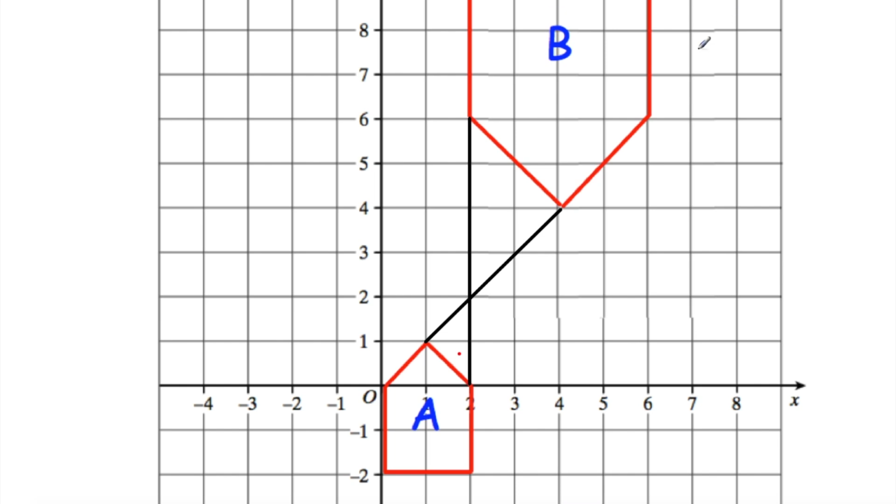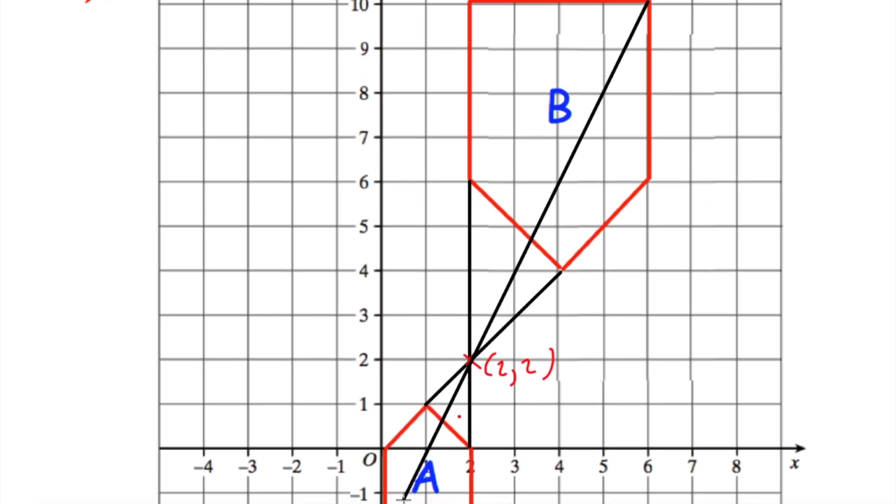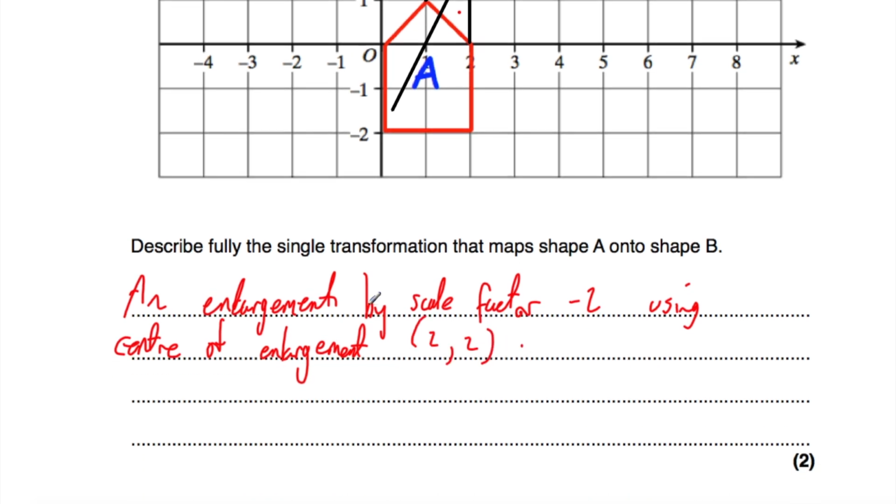This point here, 2, 2. That's the center of enlargement, 2, 2. There, because you can see those two lines, as you join up those corresponding points, cross at that particular point there. Now you can test it. Let's join up another pair of corresponding points. Let's join up this one with the one down here, and as you can see, again, they cross at that point 2, 2, and that's it. So that's the center of enlargement, 2, 2. So let's write that down. And that's it. So there's been an enlargement by scale factor -2 using center of enlargement 2, 2.